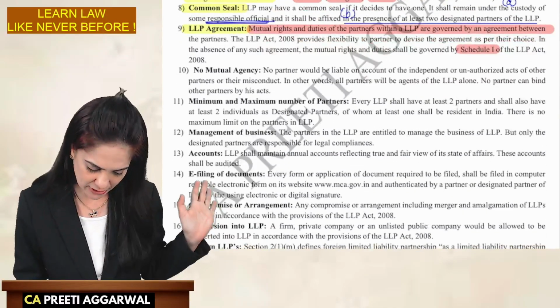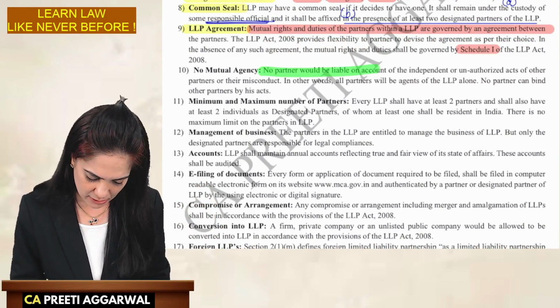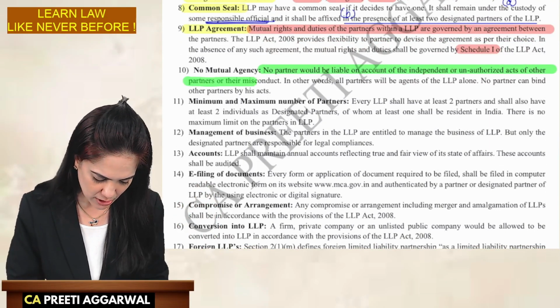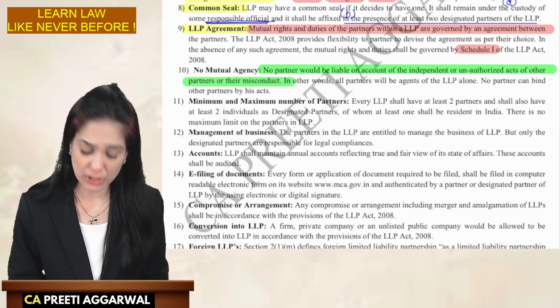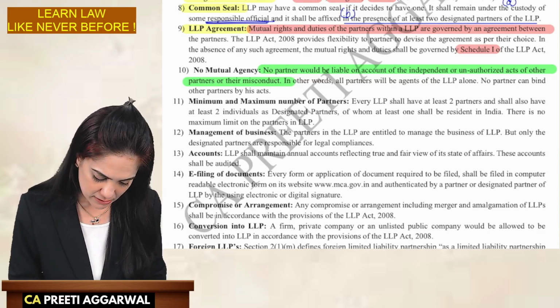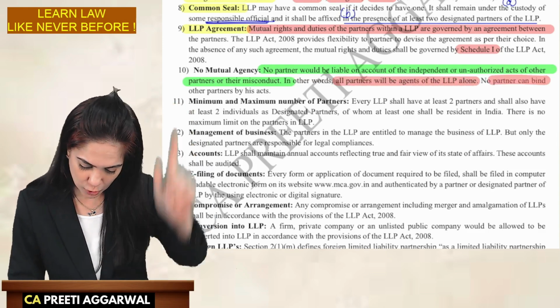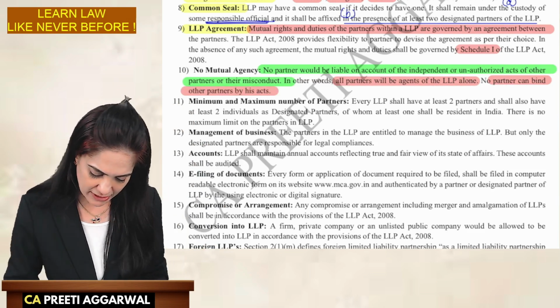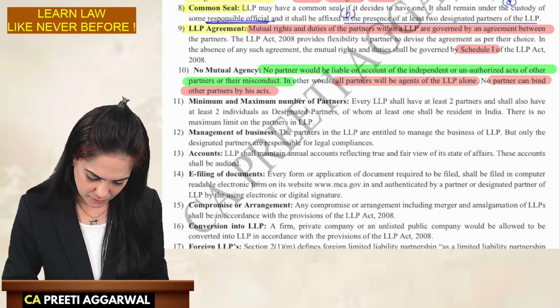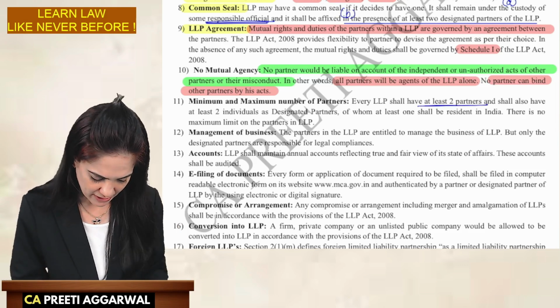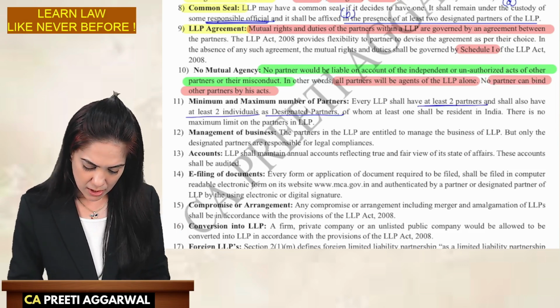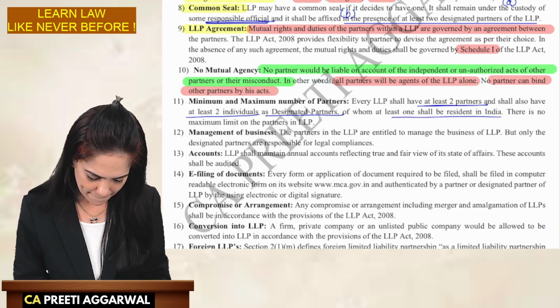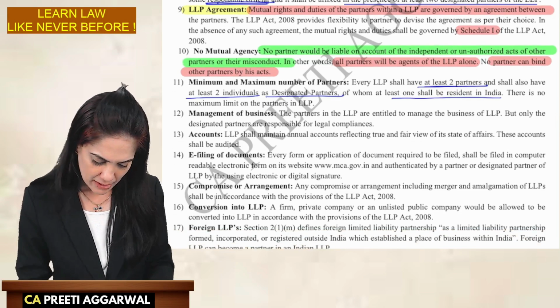There is no mutual agency. No partner will be liable on account of independent or unauthorized acts of the other partners or their misconduct. All partners are agent of LLP. No partner can bind other partner by his acts. We need minimum 2 partners. We will also have at least 2 designated partners. One should be resident in India. Maximum, there is no limit.